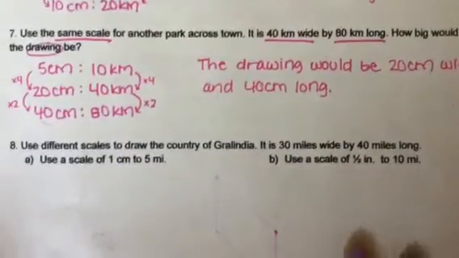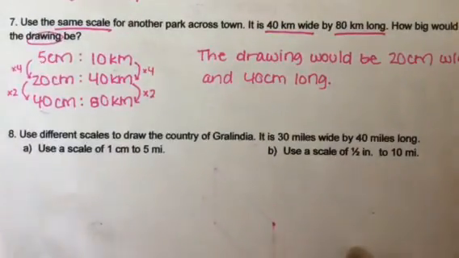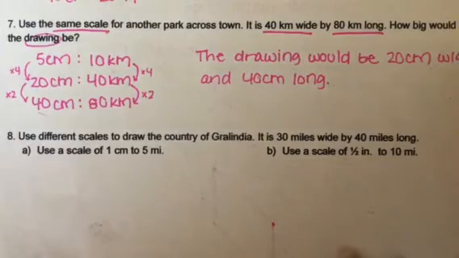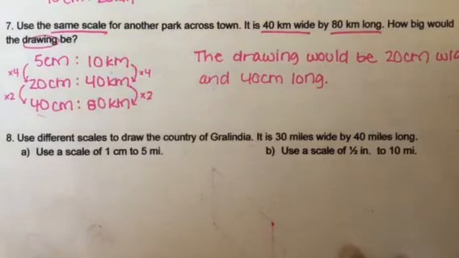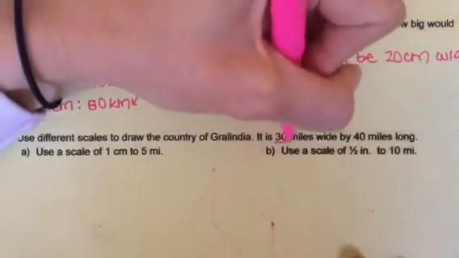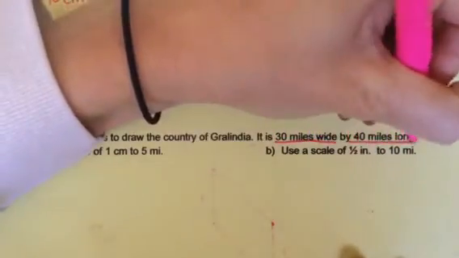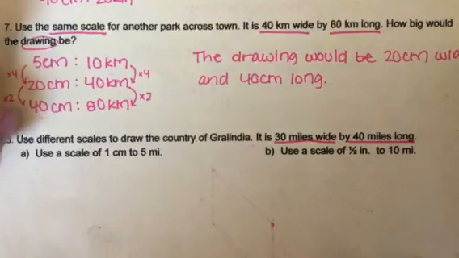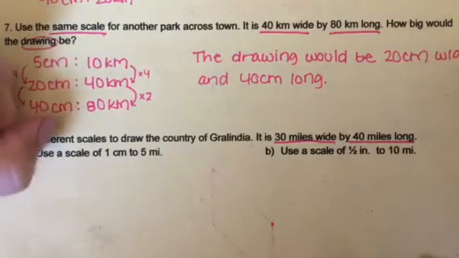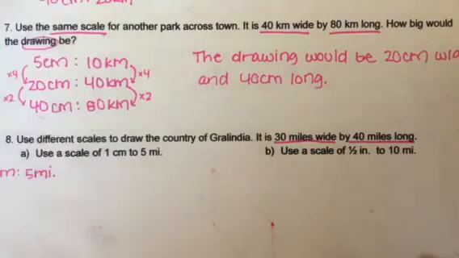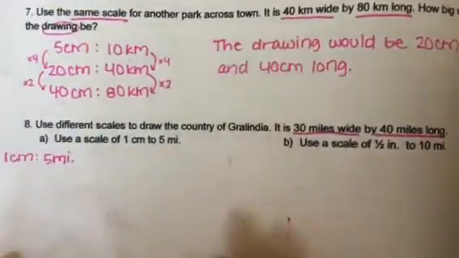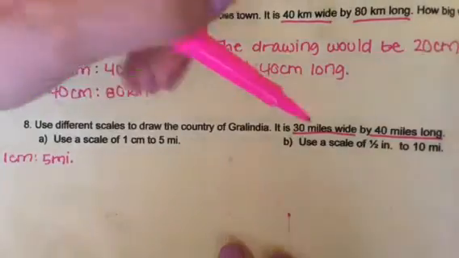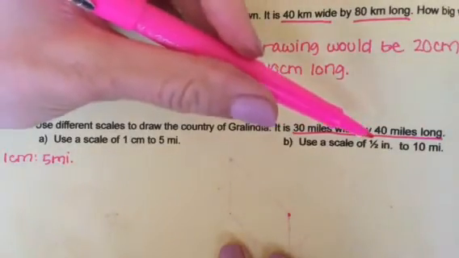All right. Finally, question 8. Use different scales to draw the country of Groenlandia. That's a made-up country, by the way. It is 30 miles wide and 40 miles long. So the first scale that it gives us is 1 centimeter to every 5 miles. So if I have 1 centimeter to every 5 miles, I know that's my given information, and I know that it's 30 miles wide and 40 miles long.